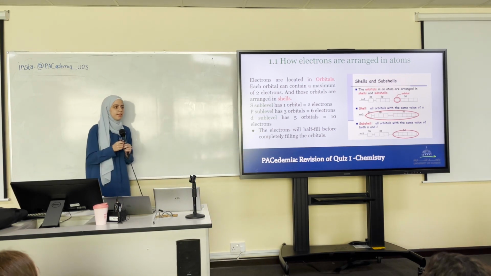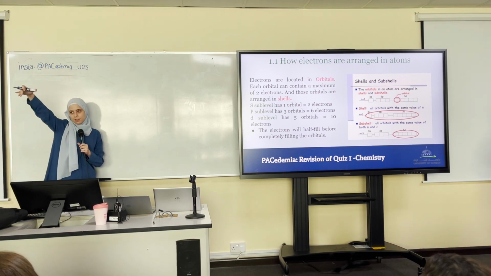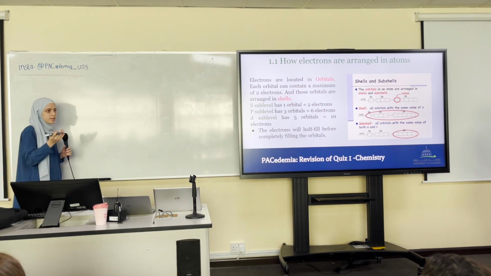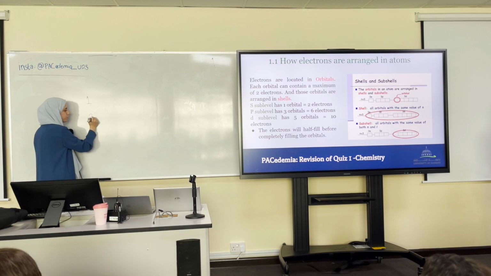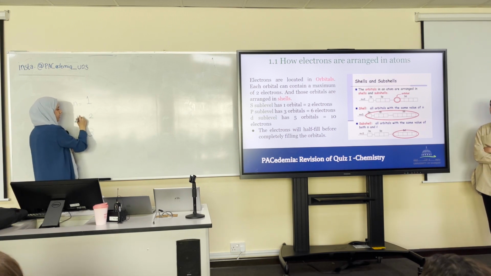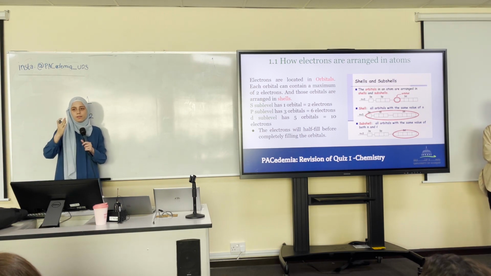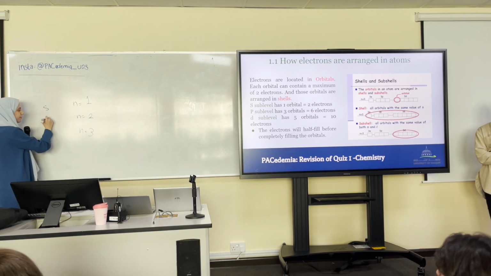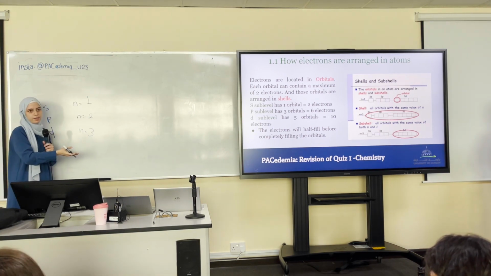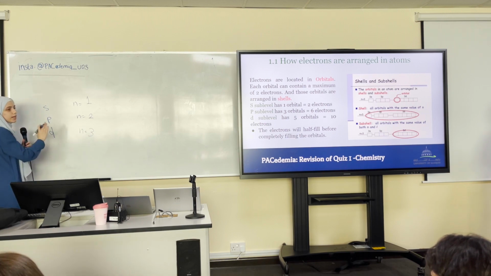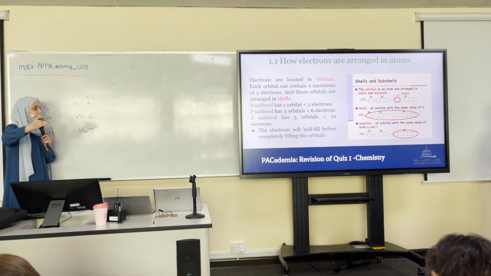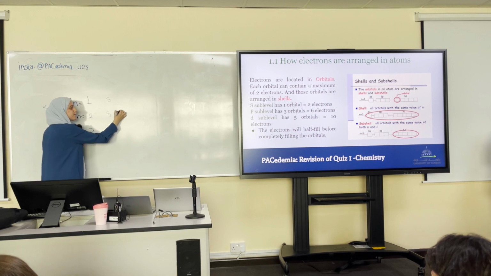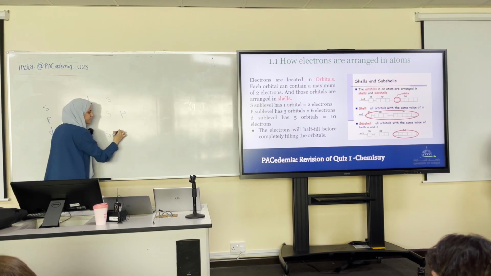First of all, let's start. First we have the shells: shell 1, shell 2, shell 3. Then we have something called sub-shells, or sub-levels, which are S, P, and D. We also have F, but you won't take F. We will focus on S, P, D. For shell number 1, you will have S. Shell number 2, you will have S and P. Shell number 3, you will have S, P, and D.